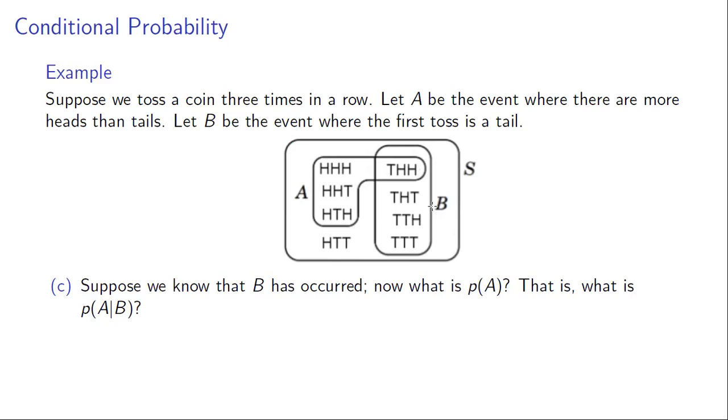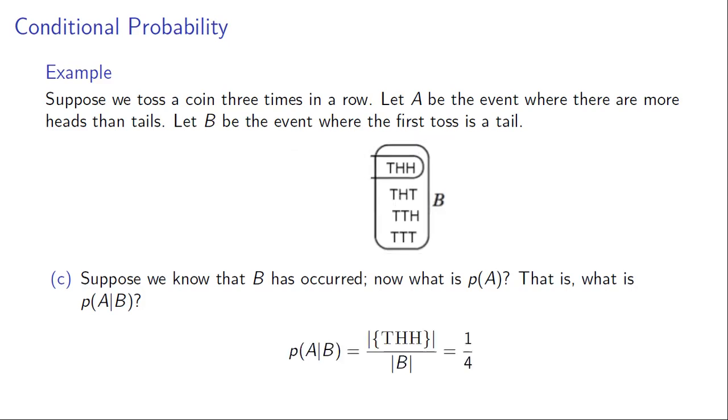So anyways, now that we have this extra piece of knowledge, we know that B has occurred, meaning we know that the first toss was a tail. Now, what is the probability that there are more heads than tails? This is going to be the notation we'll use: what is the probability of A given B? So if we know B has occurred, now what is the probability of A?